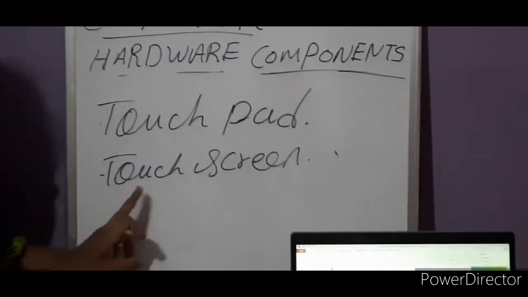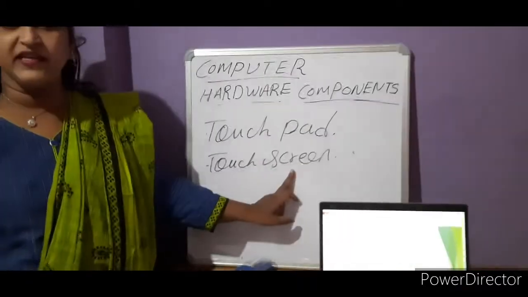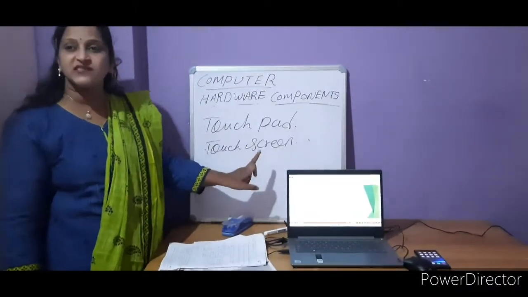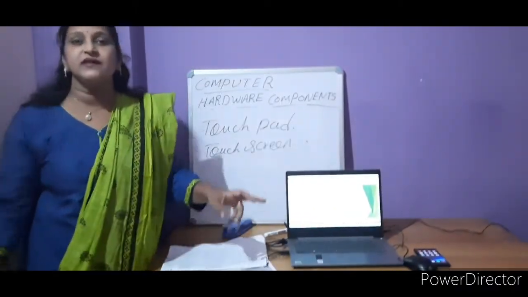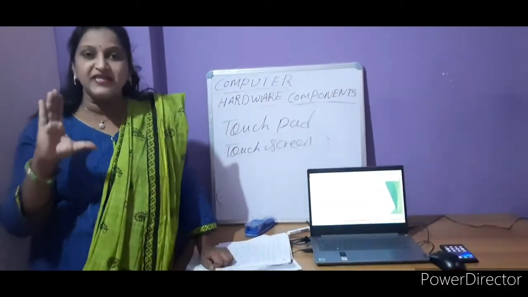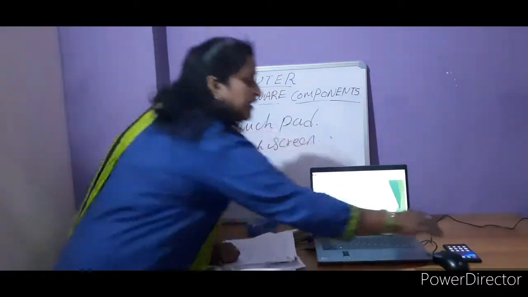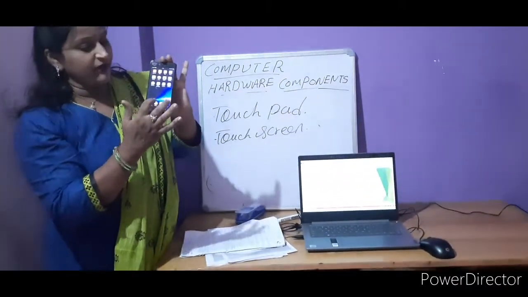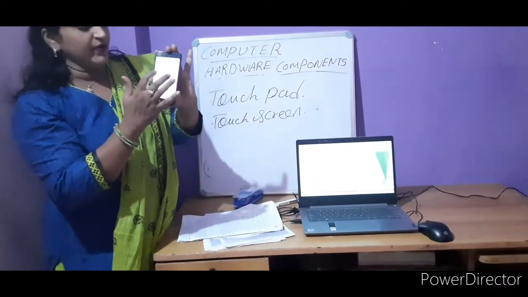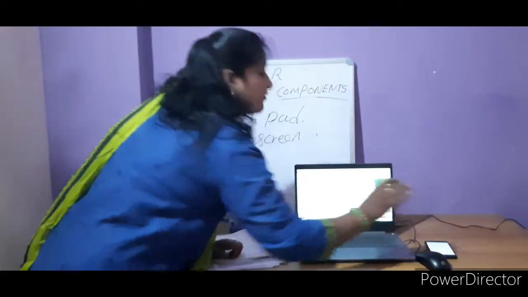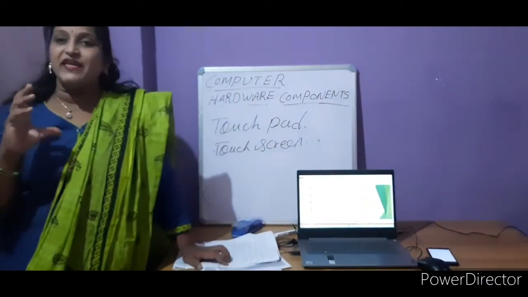Now the touch screen. What do you mean by touch screen? The name itself is telling: when we are touching. This is called a touch screen. Nowadays it is in TVs also, and in your handset. Handset means our mobiles. In our mobiles also you are able to see this. Whenever we are touching like this, it will operate and process.